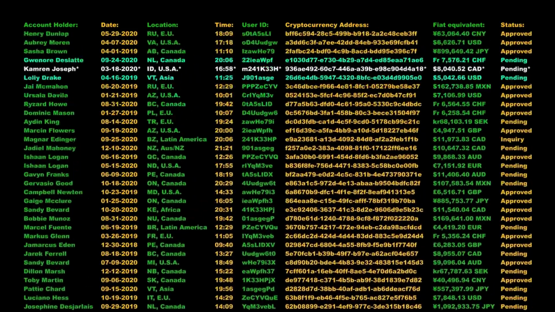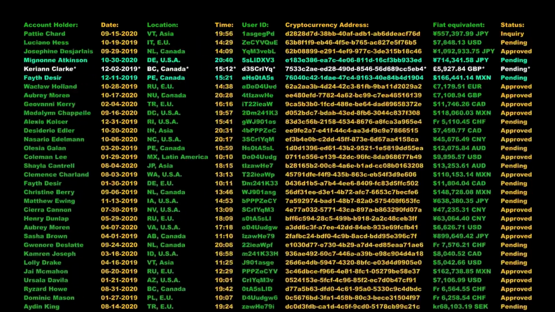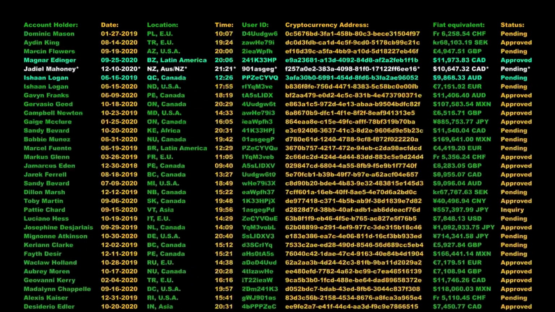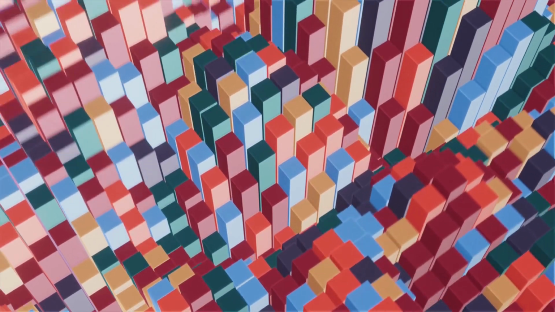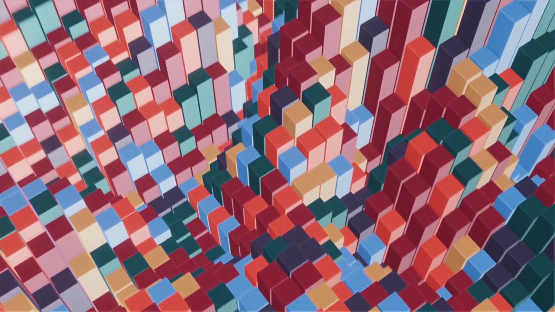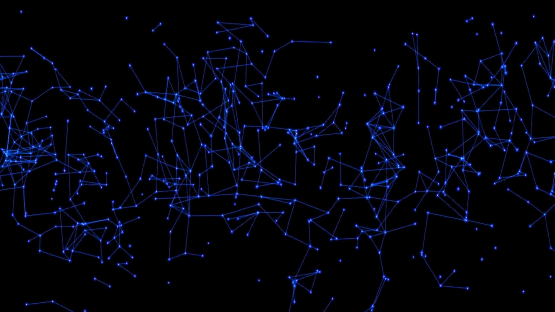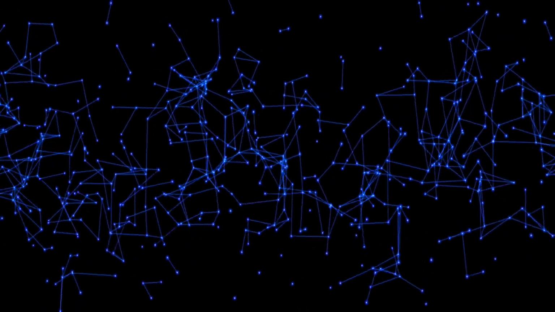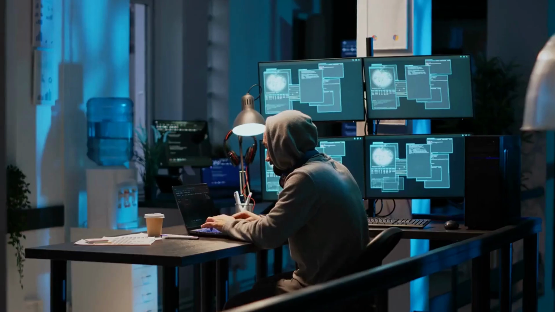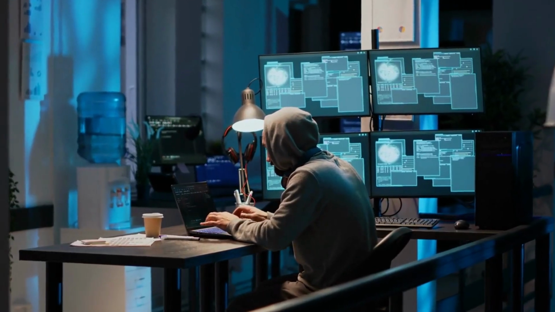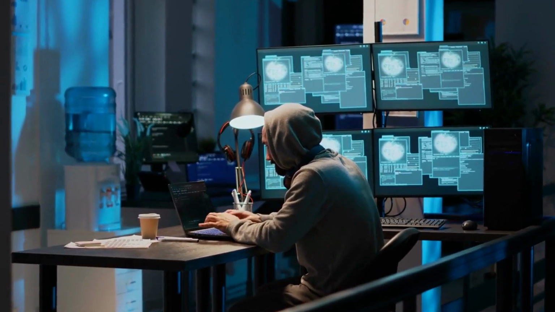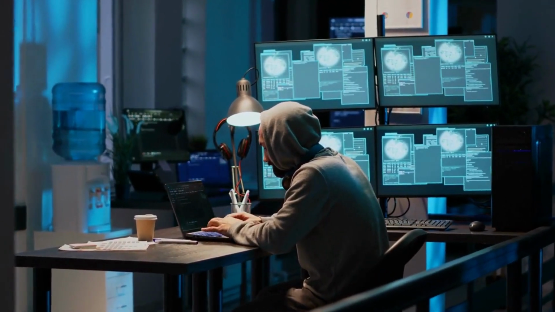Consensus mechanism. To add a new block to the blockchain, the network relies on a consensus mechanism. The most common consensus mechanism is proof of work, POW, used in Bitcoin. In a POW system, nodes on the network compete to solve complex mathematical puzzles. The first node to solve the puzzle gets the right to add the next block. This process is resource-intensive and requires significant computational power, making it secure against malicious actors.